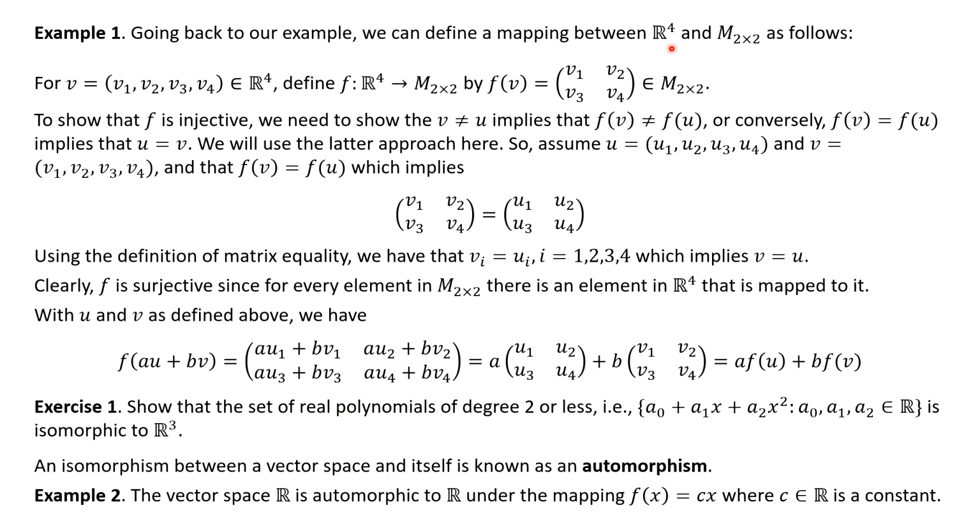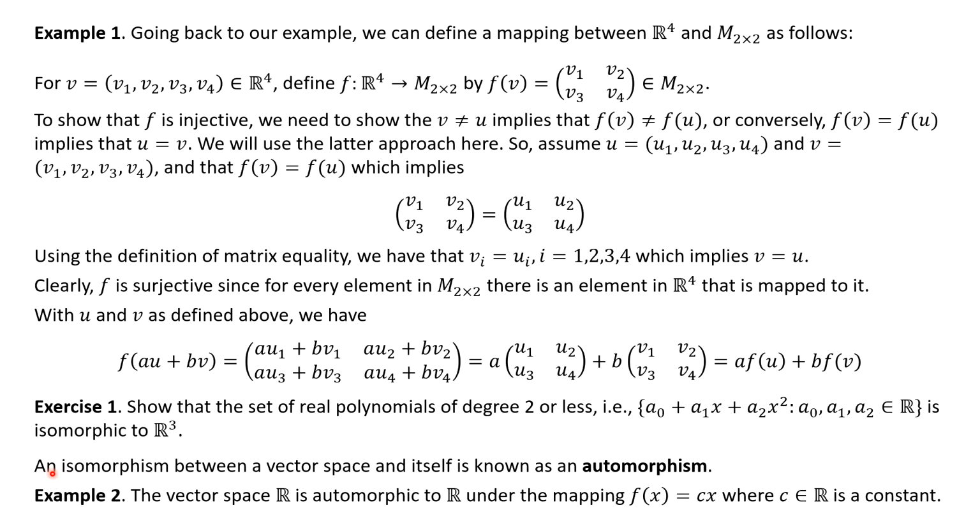And so we've proven that R4 is isomorphic to the set of 2 by 2 matrices under this mapping here. As an exercise, you may want to show that the set of real polynomials of degree 2 or less, in other words, this set here, is isomorphic to R3. It's pretty easy to show, but it'll at least force you to exercise your understanding of the definition of isomorphism.